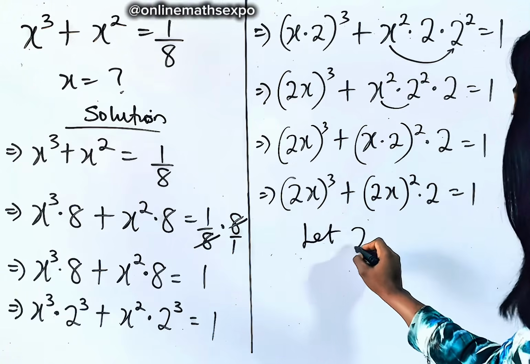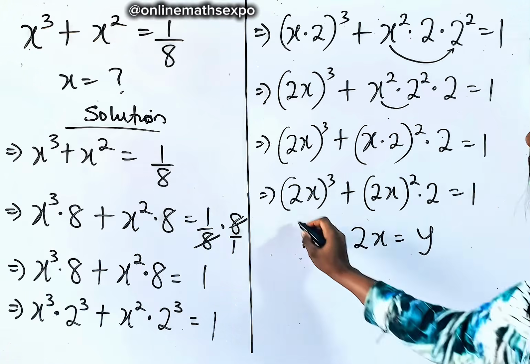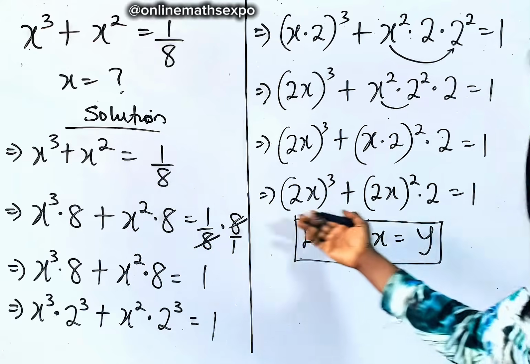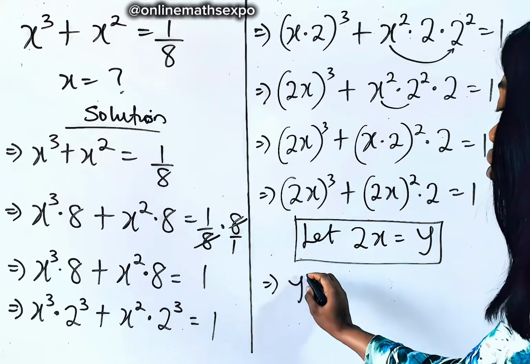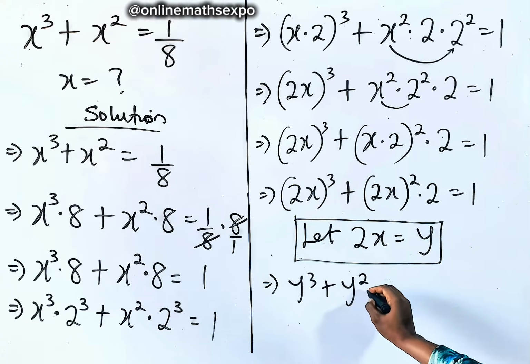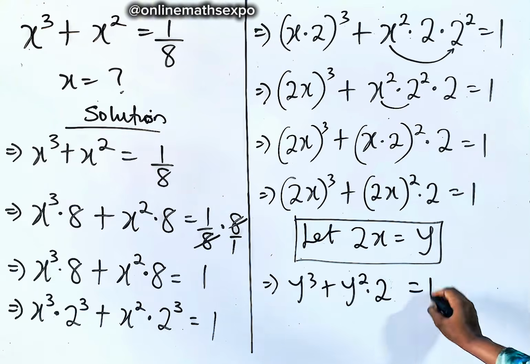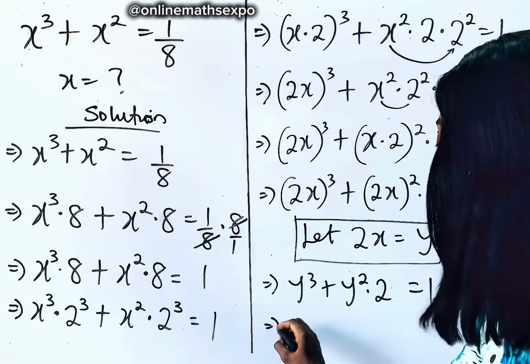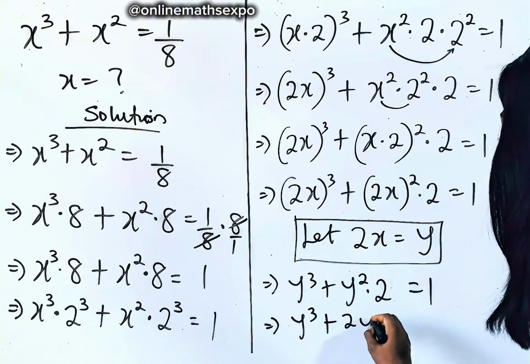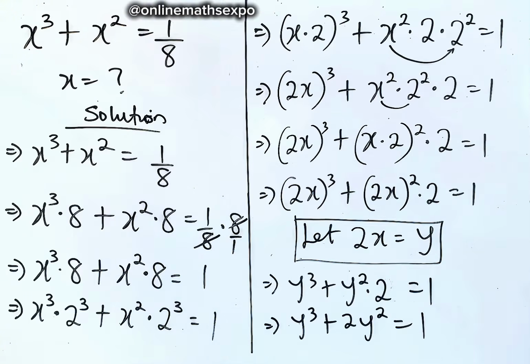So let's say let 2x be y. With this, we are going to reduce this to: y cubed plus y squared multiplied by 2 is equal to 1. And this gives us y cubed plus 2y squared is equal to 1. Now, how do you solve this?